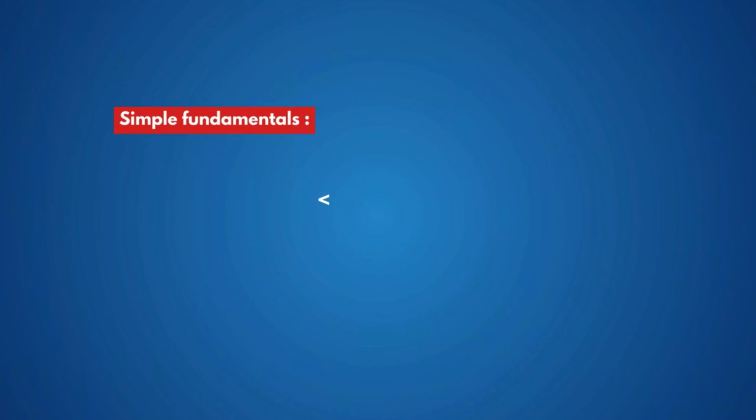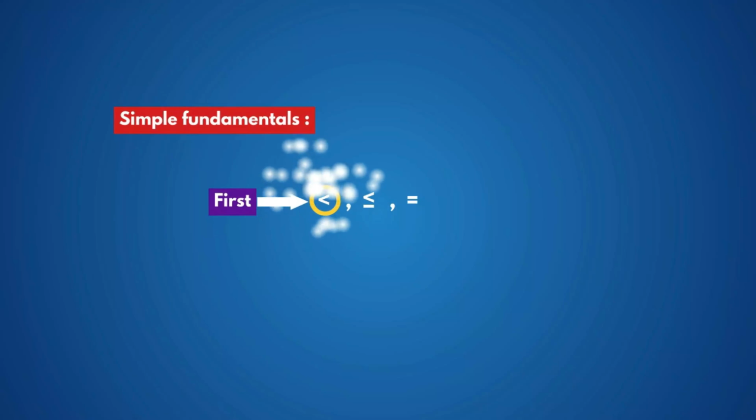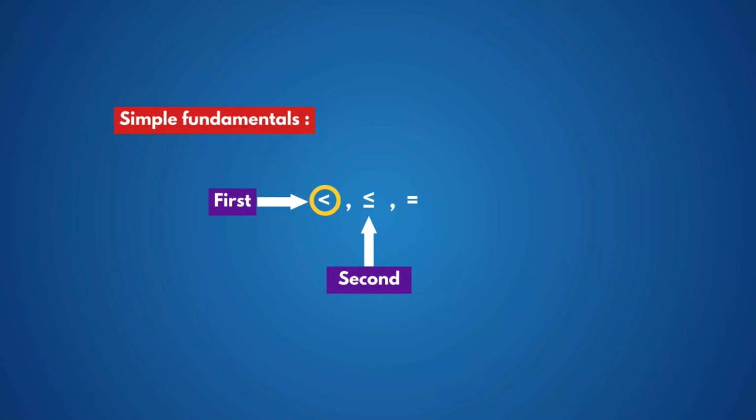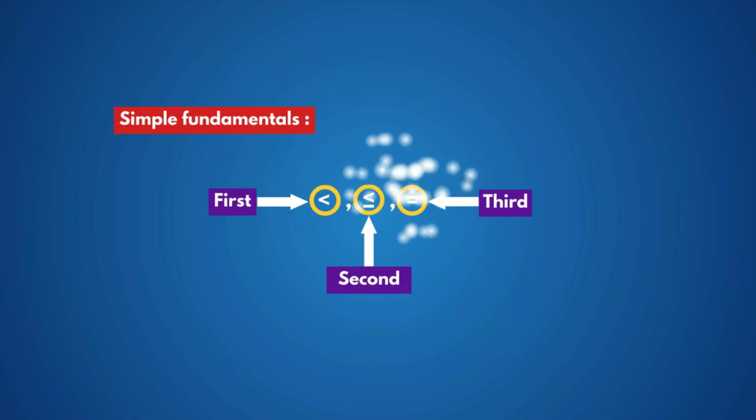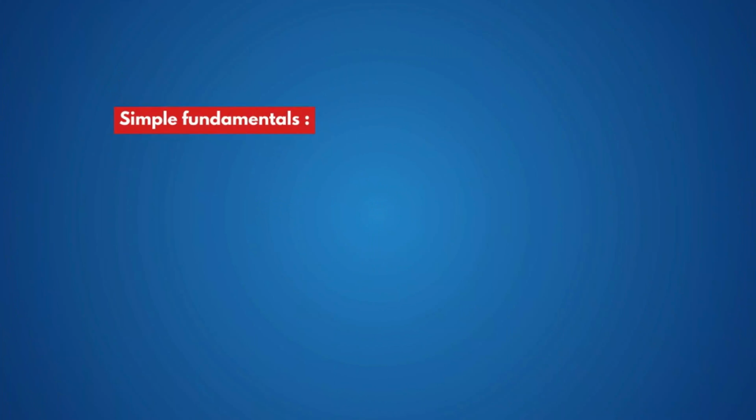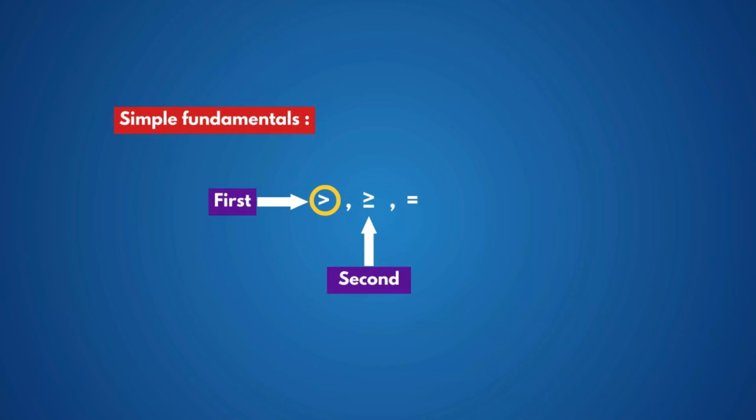If the combination is of less than, less than or equal to, and equal to symbols, then we give first priority to the less than symbol, second priority to less than or equal to, and third priority to equal to. If the combination is of greater than, greater than or equal to, and equal to symbols, we give first priority to greater than, second priority to greater than or equal to, and third priority to equal to.